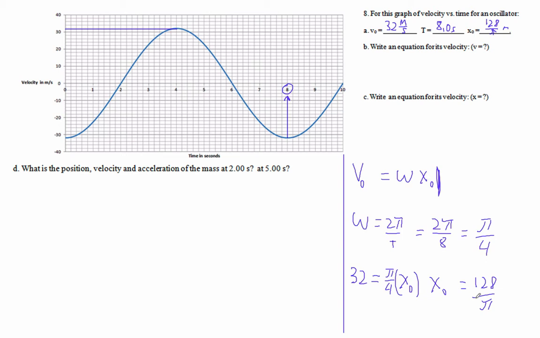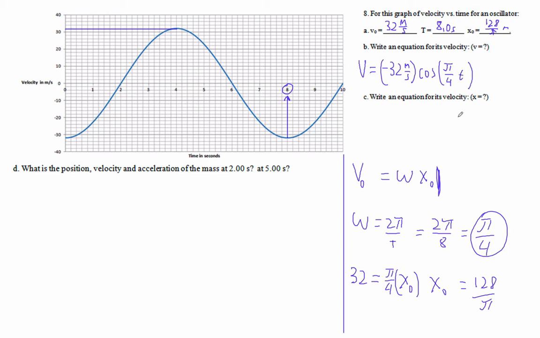All right, so let's see. We've got the right x naught. So an equation for the velocity. Well, doesn't that look like negative cos? Yeah, so let's go with that. So our v is negative 32 meters per second cos, and then our omega is pi over 4, so pi over 4 t.